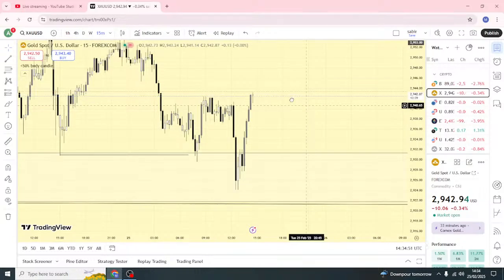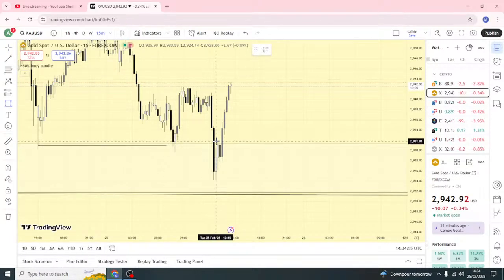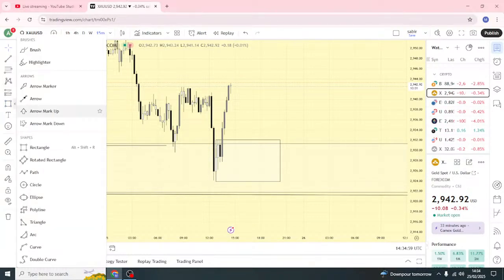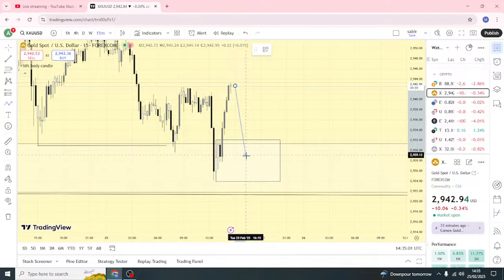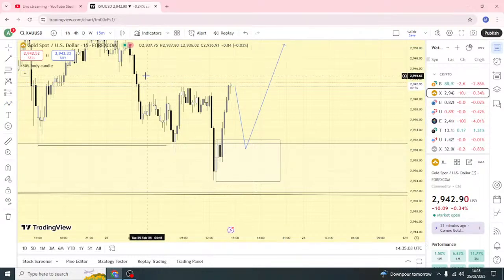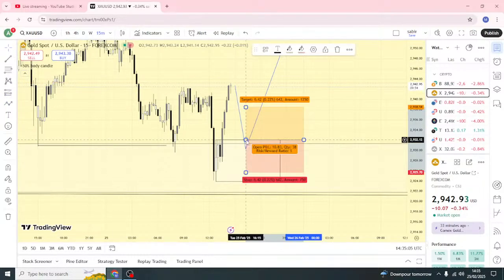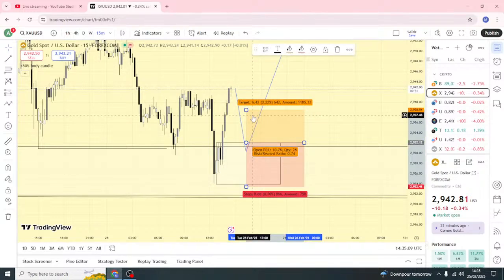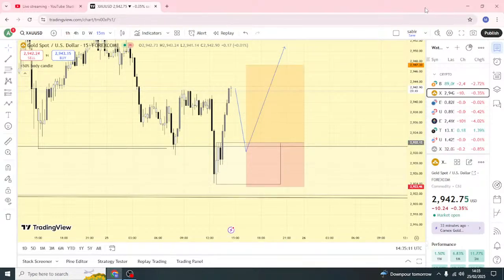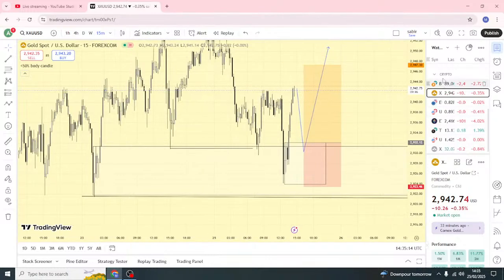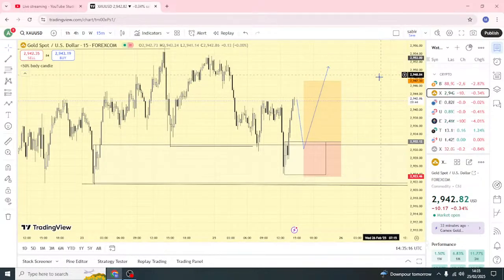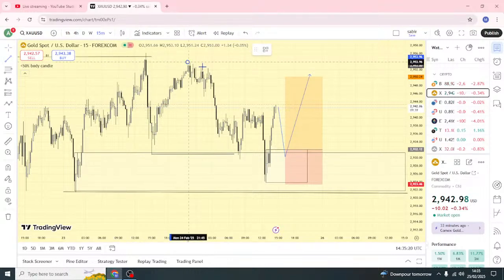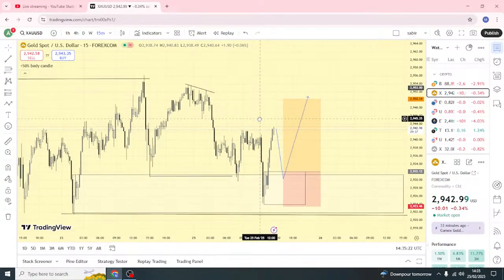For me, this is currently a 15-minute demand zone. Wait for the market to retrace at least into that demand zone, then go for a long position. Before that, I don't want my friends to lose any single trade. So this will be my target, these equal highs are my target.